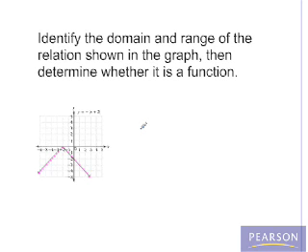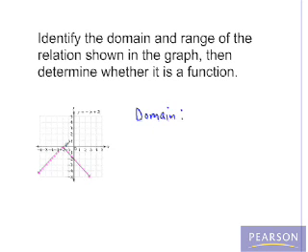Identify the domain and range of the relations shown in the graph, then determine whether it is a function. Here we're given the graph of y equals the opposite of the absolute value of x plus 2, and first we'll determine what the domain of this relation is.